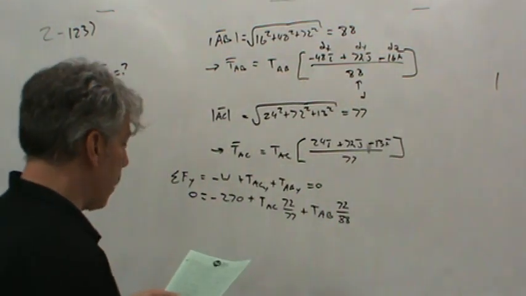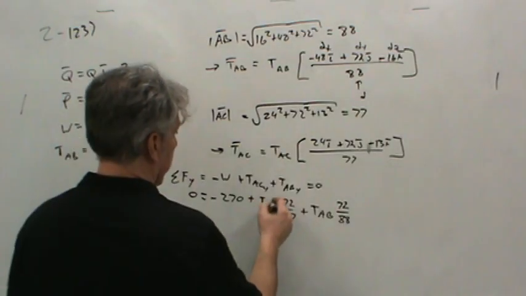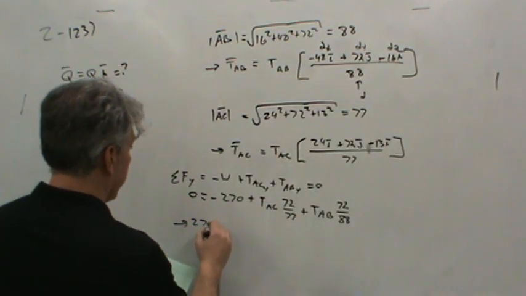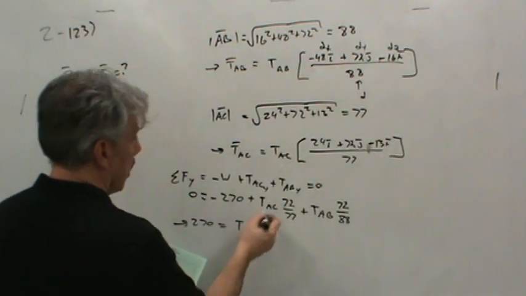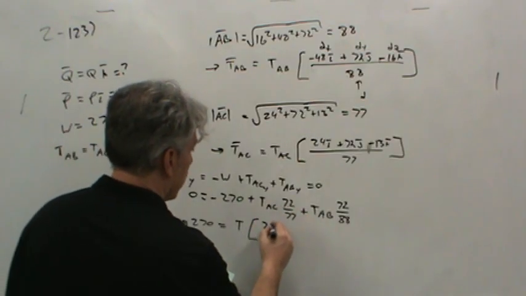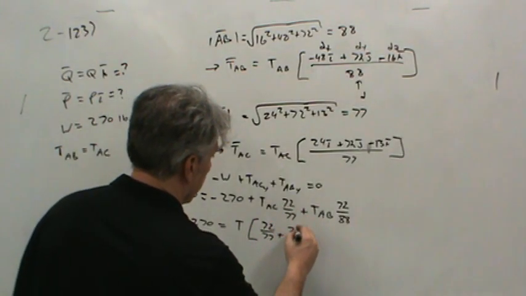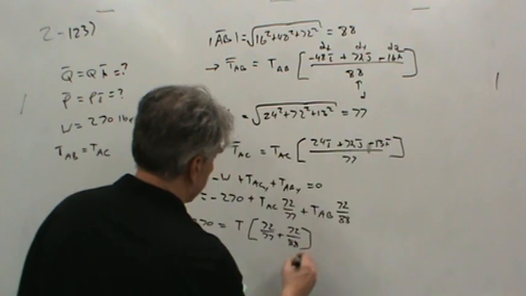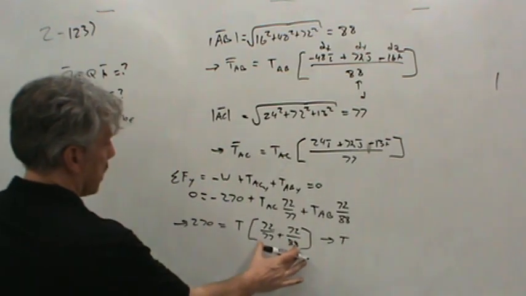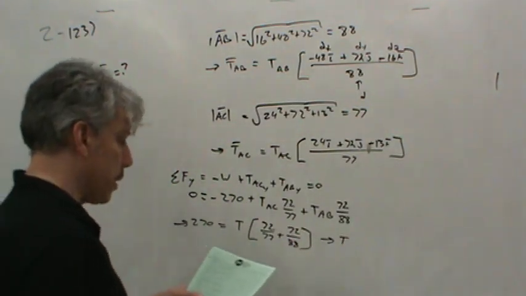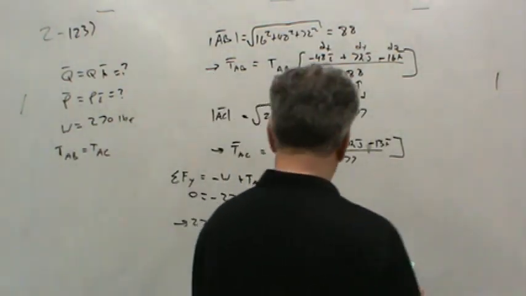of TAB. But we know that these two are the same, so we can write that 270 equals the tension, factoring these two out since they're the same, times 72 over 77 plus 72 over 88. So from this we can get the tension. Just take whatever the number this is, under 270. That'll tell us our result.